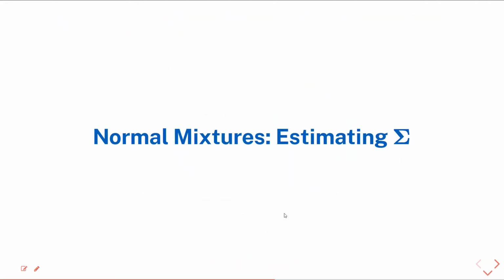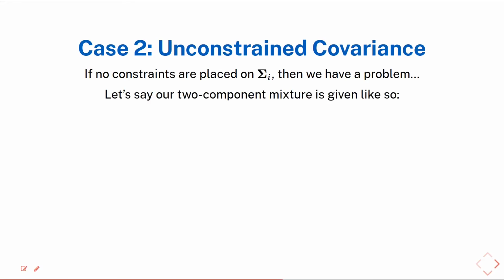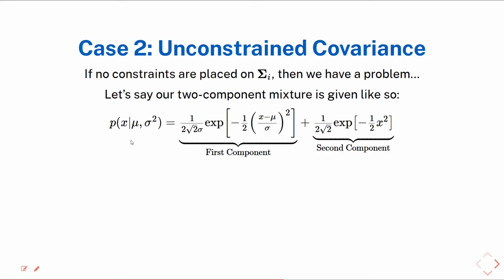So let's continue, and let's say that now we want to estimate our covariance as well. If we don't have any constraints on the covariance, then we have a problem. One of the components to this is that we have to put some kind of constraints on our covariance measurement. So let's say that our 2-component mixture looks like this. Again, now we have not just our means, but our means and our standard deviations. And here, again, we have our component 1 and our component 2.